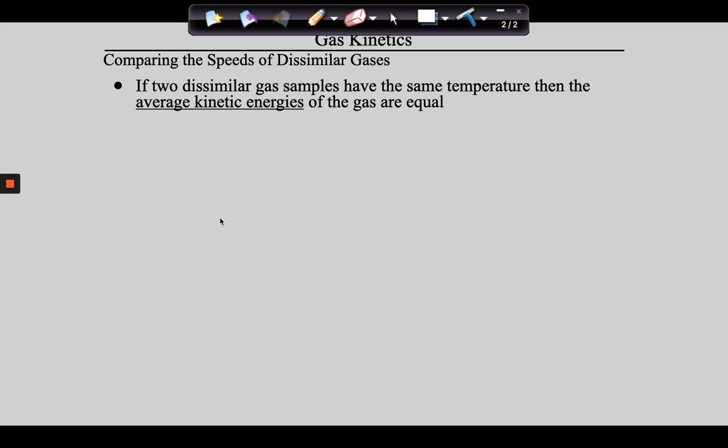This is stuff worth writing down. So guys, if we have two dissimilar gases, and if they have the same temperatures, then their speeds are not the same. Their kinetic energies are the same. So the actual thing going on here is when you measure temperature, you are not measuring speed, you are measuring kinetic energy. And this is where it gets a little bit different, because it turns out their speeds are not the same.